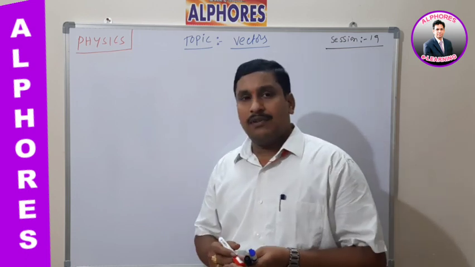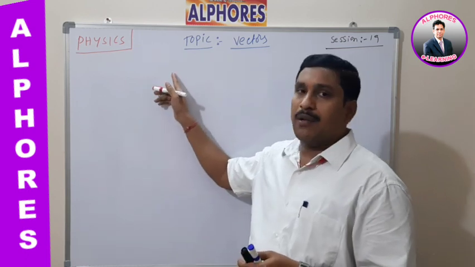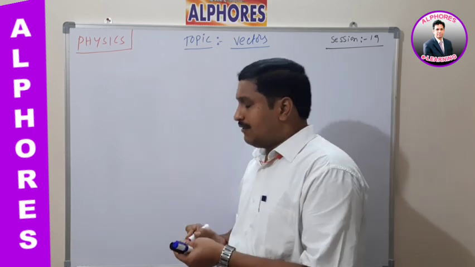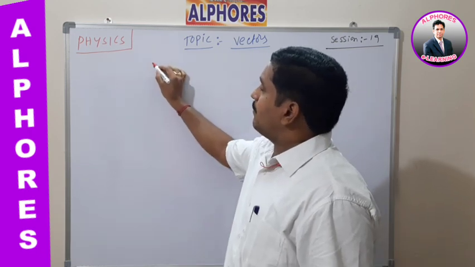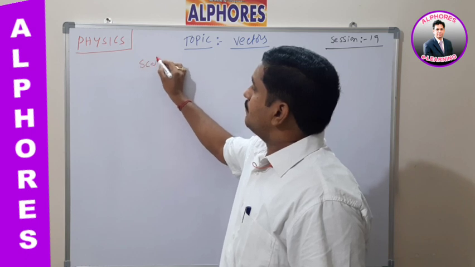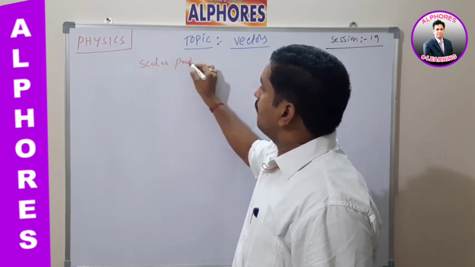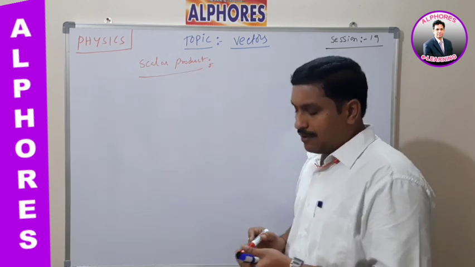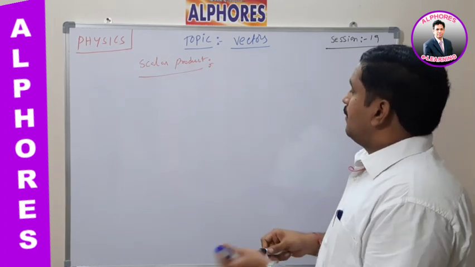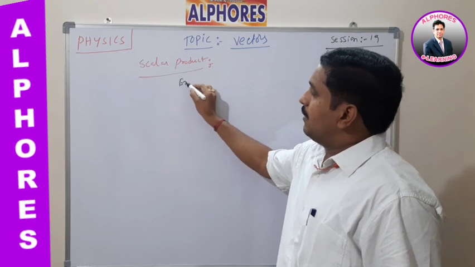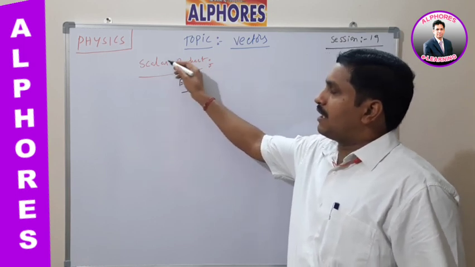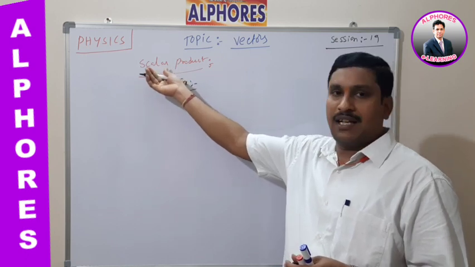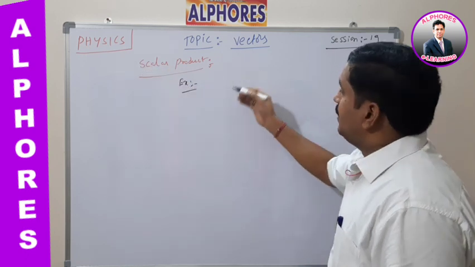So what are the examples? Because based on the examples, some problems come in scalar product. Now listen carefully. What are the examples of scalar product? I have to give one example. We already know the total concept of scalar product, how to do the dot product of two vectors. Now listen carefully. What is the example?